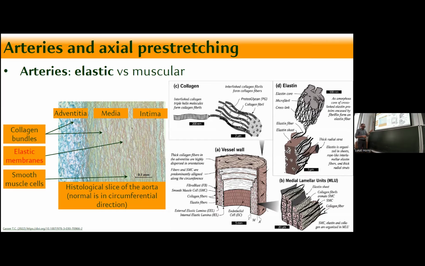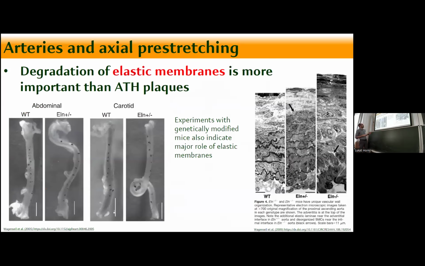And these membranes are vulnerable to damage by fragmentation by elastolytic enzymes, which is also a consequence of aging, and we refer to it as arteriosclerosis or sometimes elastocalcinosis.